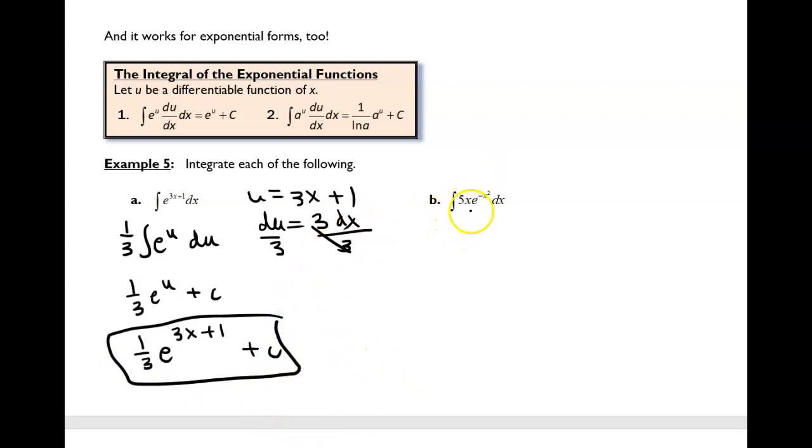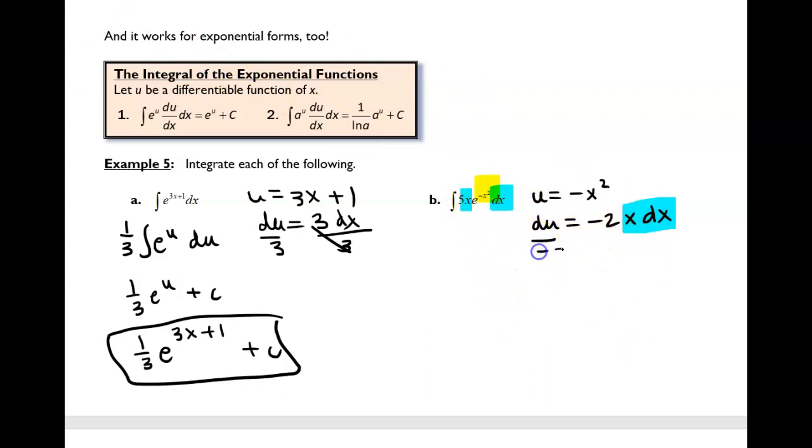In part B, we have 5x e to the negative x squared dx. Again, I'm going to make my u that exponent, the negative x squared. Because then if I take the derivative, I get negative 2x dx. And while that's not exactly the same thing as what I have there, I do have an x dx. And so I know I can balance this with a constant. So as long as those powers match up, I'm good to go.